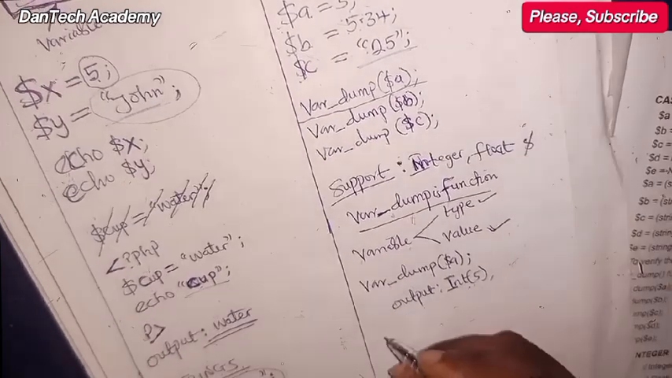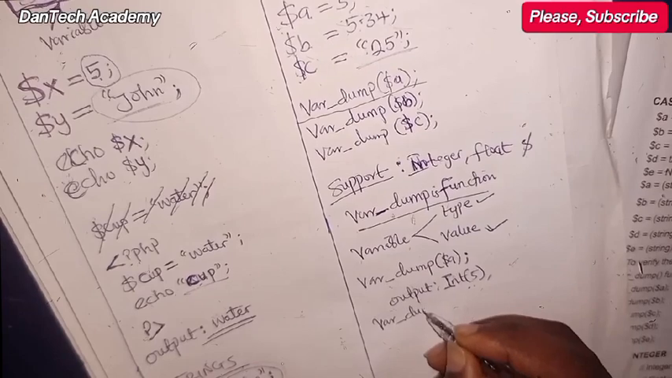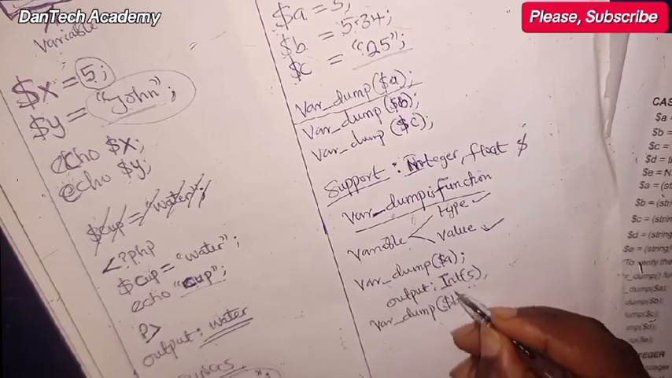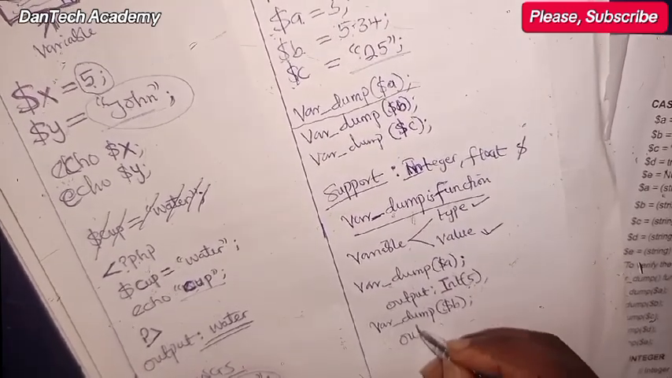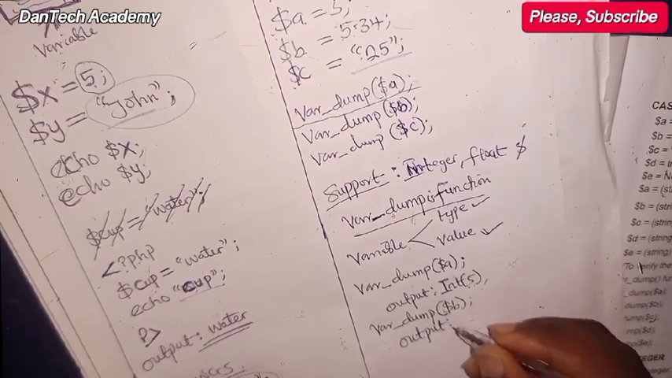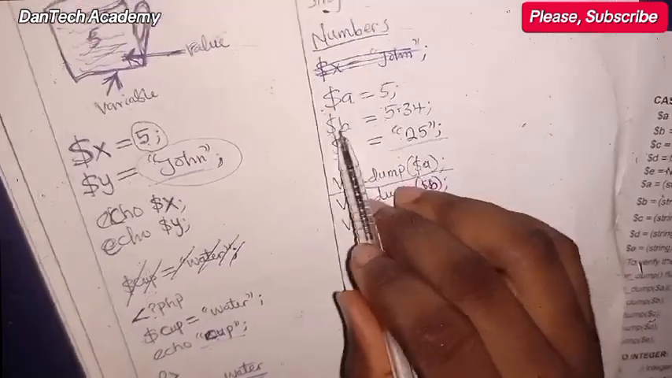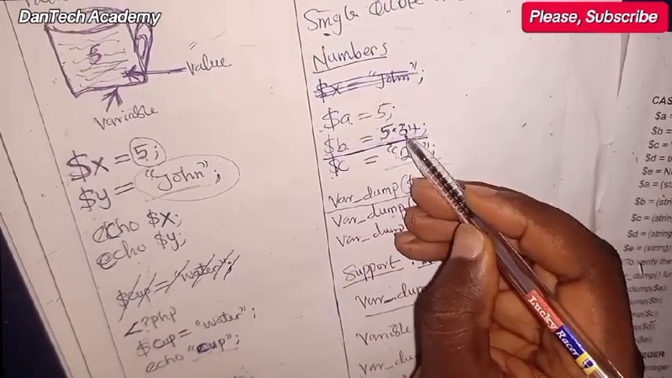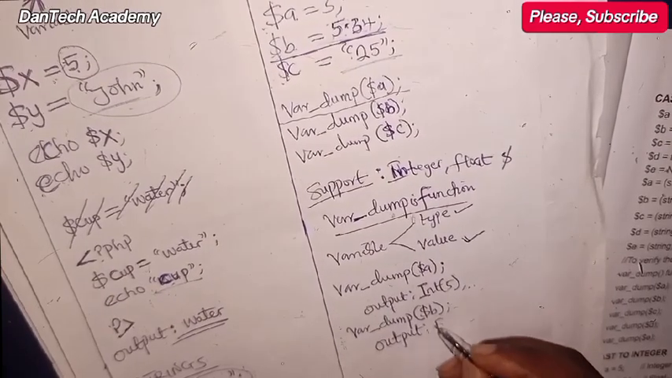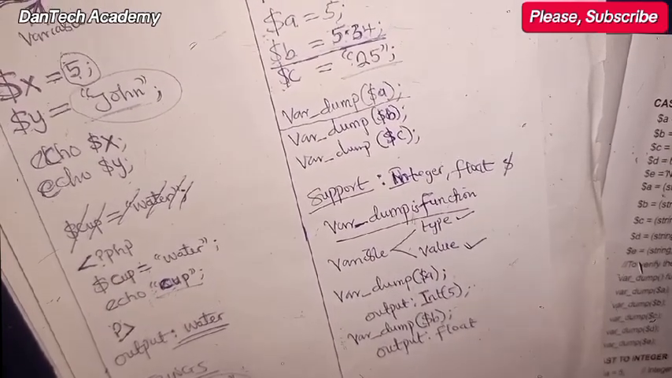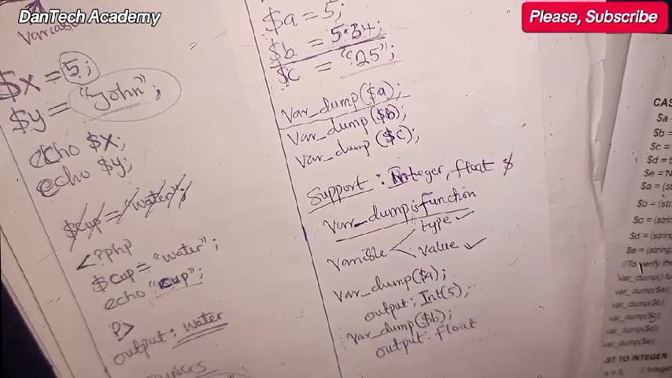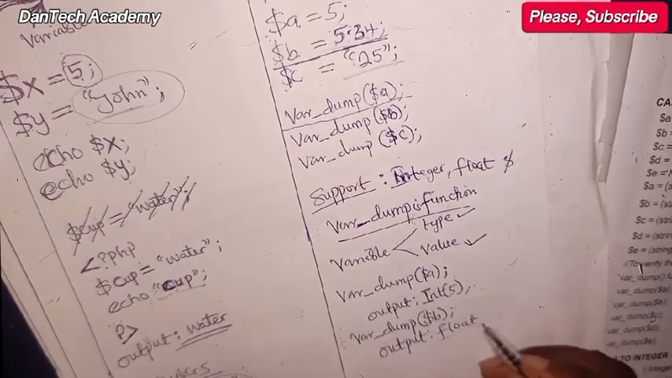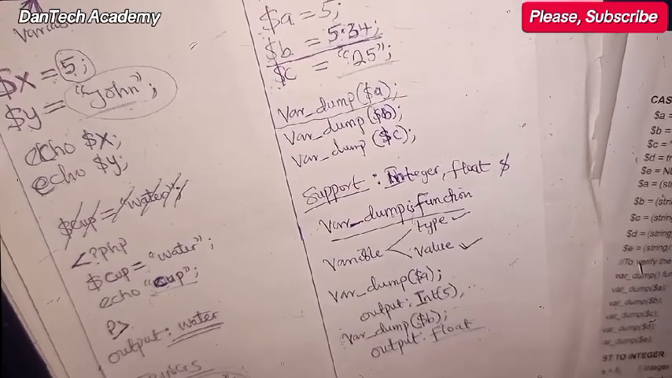Okay, so next we have var_dump($b). What does it simply mean? The output of this is going to be, don't forget we assigned this here, 5.3. So this is going to be a float, indicating that $b is a float, and a float is a type of data.